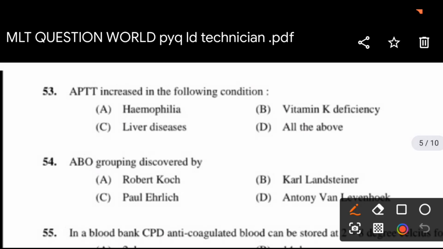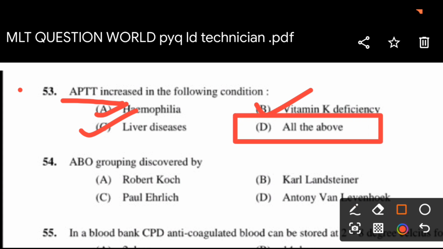Then, APTT is increased in the following condition. Hemophilia, vitamin K deficiency, liver diseases, all the above. APTT is increased in hemophilia, vitamin K deficiency and also in liver disease. So, the right answer is all the above.